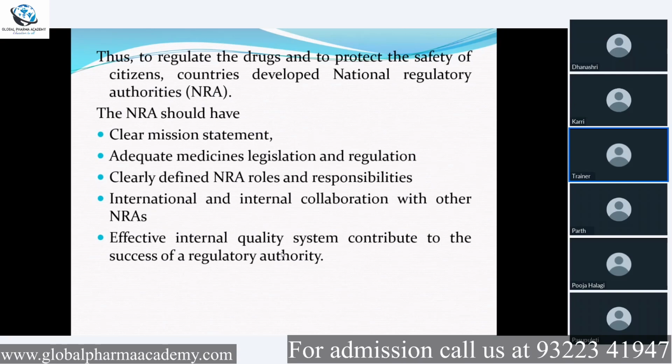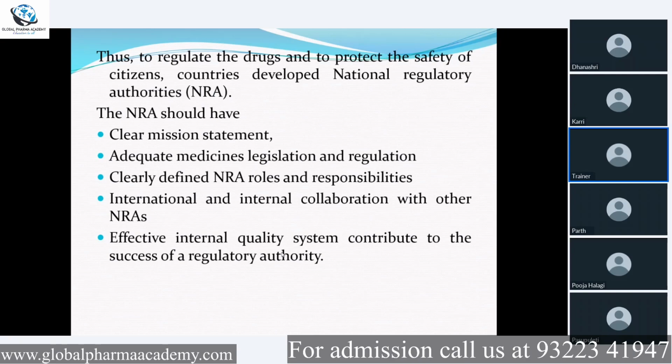The NRA, that is National Regulatory Authority, should have certain criteria. What are the criteria mostly for an NRA? One is a clear mission statement. A clear mission statement means what is the mission of that NRA? They want to protect the quality, they want to protect the safety of the citizens, they want to make available to the public lower cost, effective medicine. So mostly these are the common mission statements.